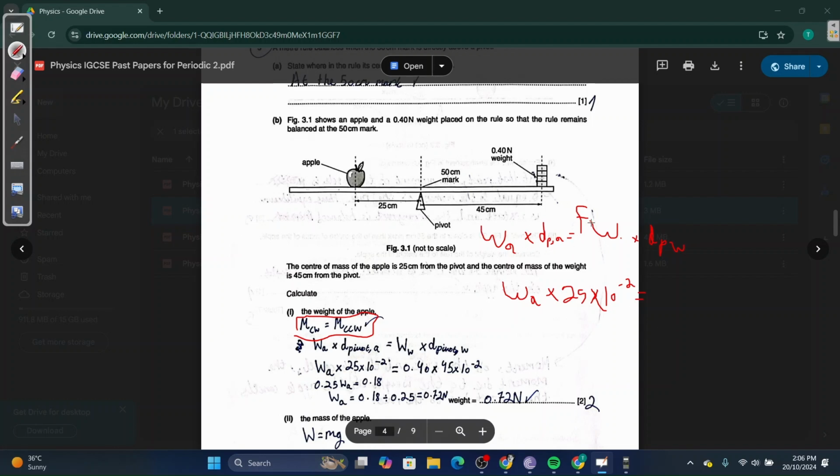So just keep it times 10 to the power of negative 2 is equal to the weight, which is 0.40, times the distance, which is 45, times 10 to the power of negative 2. Okay, so 25 times 10 to the power of negative 2 will give you 0.25. 0.25 times the weight of the apple is equal to, I'll just check the value I got from the calculation, 0.18. So this value here is equal to 0.18.